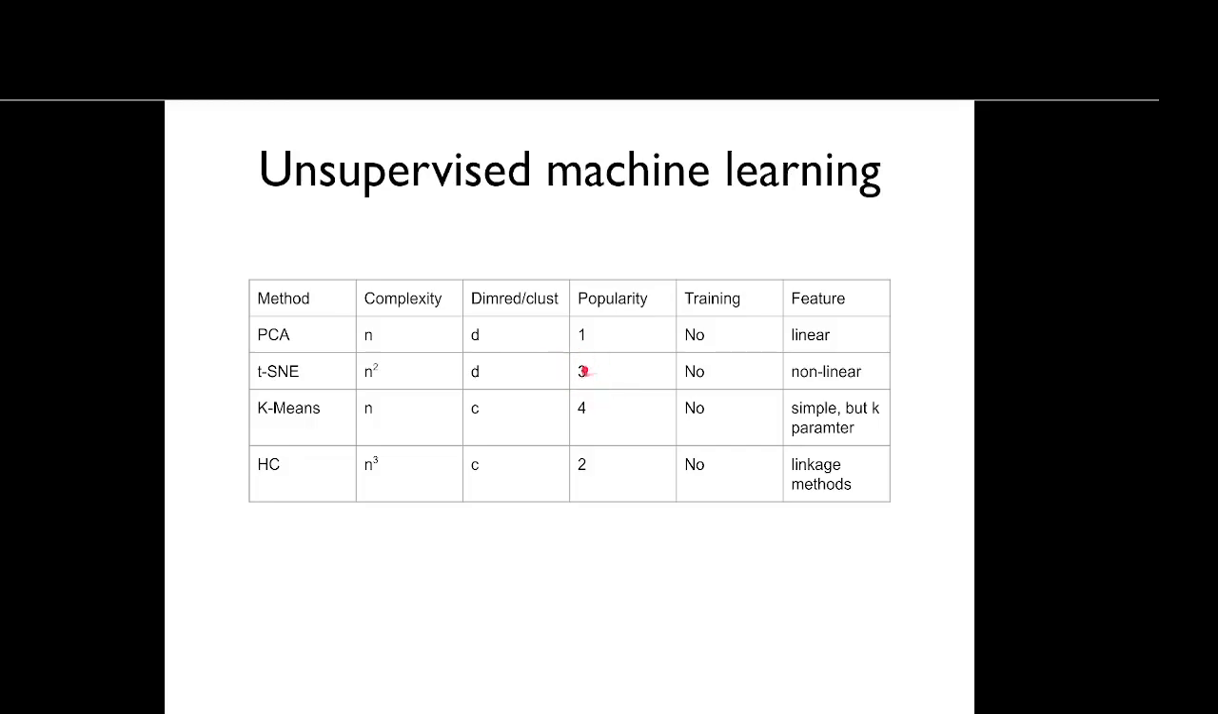And just to emphasize that again, all of these algorithms have this in common: the key thing about them is that they're unsupervised methods. They do not require any training data. And the key distinguishing features are: PCA is a linear transformation, t-SNE can handle nonlinear data, k-means is simple but it has this parameter k you have to deal with, and for hierarchical clustering you have to deal with the linkage method.